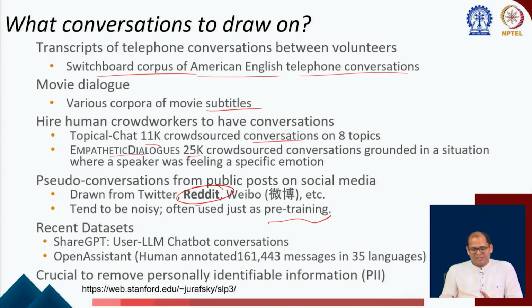Now, there have been some recent data sets. Open Assistant is one recent data set where you have 161,443 messages in 35 languages. They are human annotated. And then with all these large language models coming in, you also have conversations that people had with LLMs. ShareGPT is one such data set, where these conversations were collected using the ShareGPT API, and this is again a very good source of data. While you are using data from publicly available sources like Reddit, it's important that we remove personally identifiable information from that.